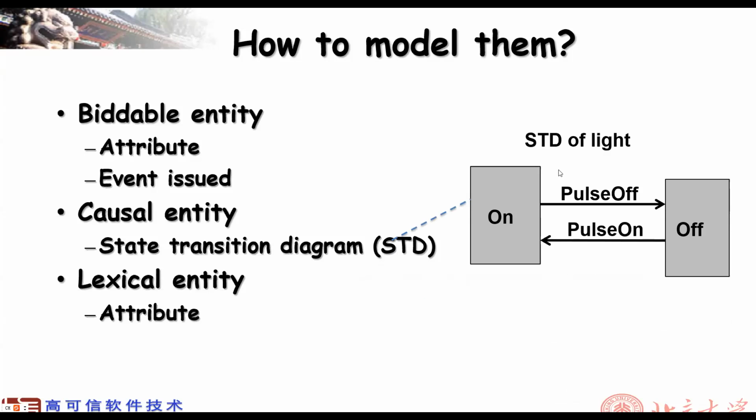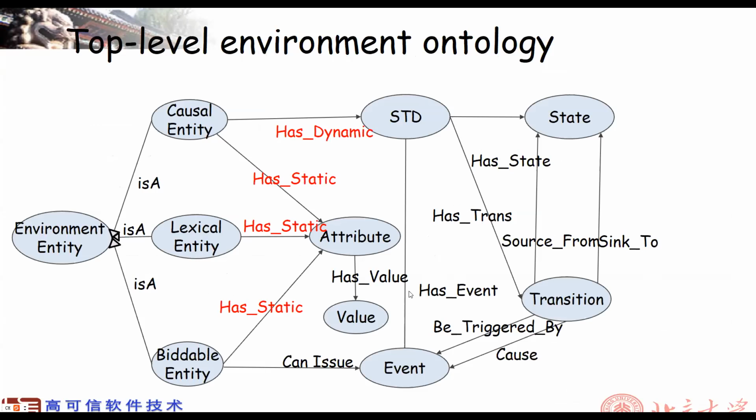So this is how we want to model them. And according to this, we can get all these basic concepts. For example, the environment entity. There are three kinds of environment entity: causal entity, lexical entity, and bindable entity. For all three, we have a static attribute. So we get attribute, and for each attribute, we can have a value. And for the bindable entity, we can model what issue it can issue.